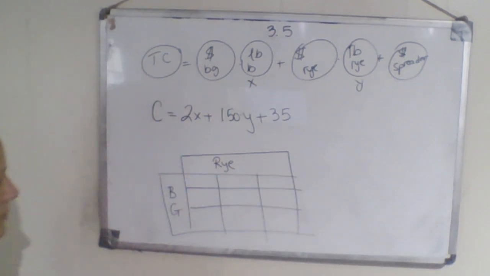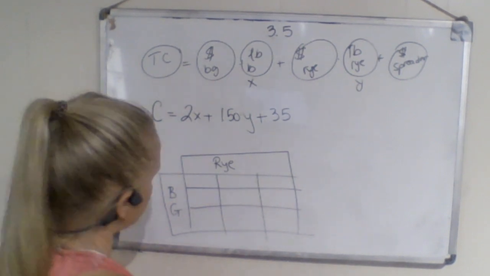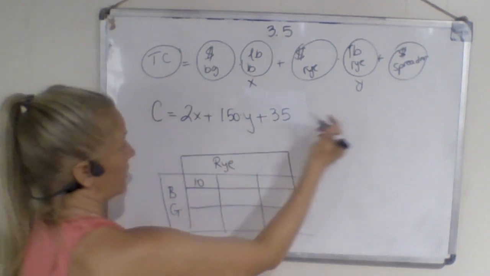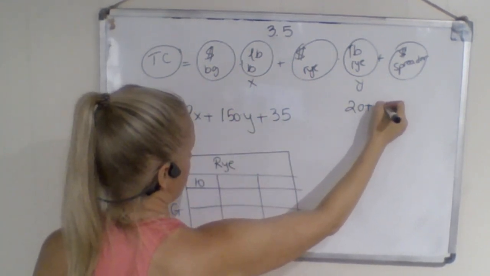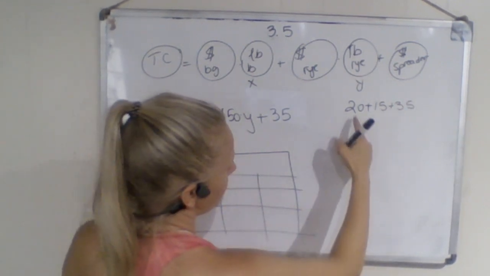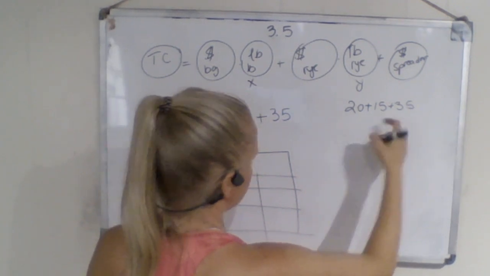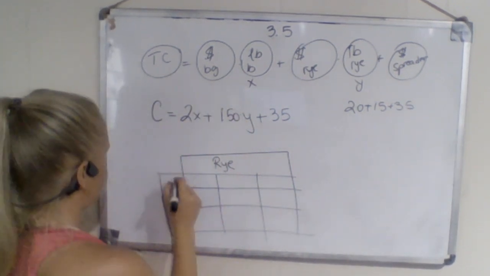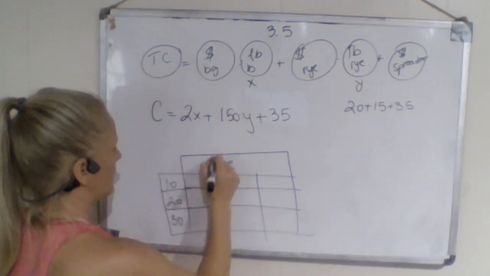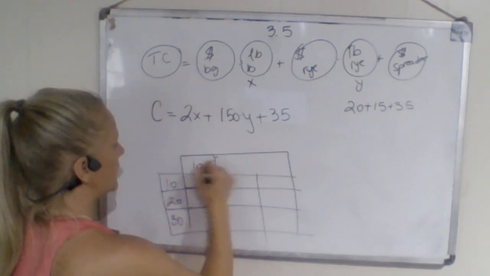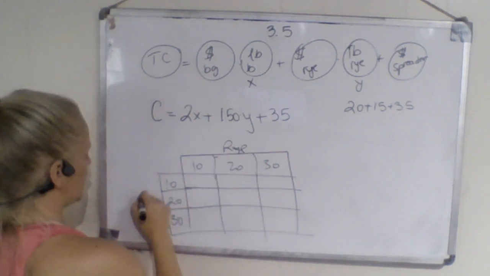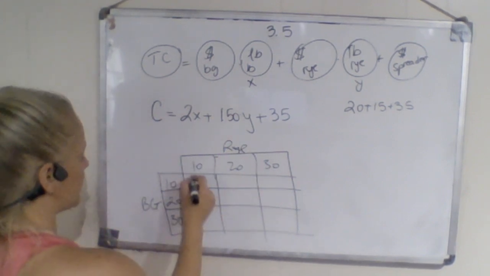Well, what if I buy, let's say, 10 pounds of bluegrass and 10 pounds of rye? Well, you just plug it in here, right? This becomes 20 plus 15 plus 35. My cost would be what? 35, 70, right? Well, hold on. I didn't write this correctly. This is 10, 20, 30. I wrote this wrong. 10, 20, 30, and this is rye, and this is bluegrass. So if I buy 10 and 10, I pay $70.